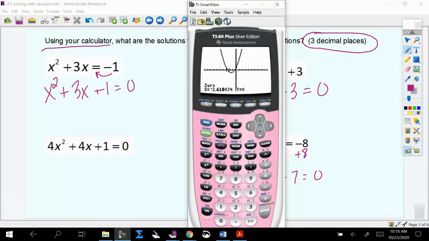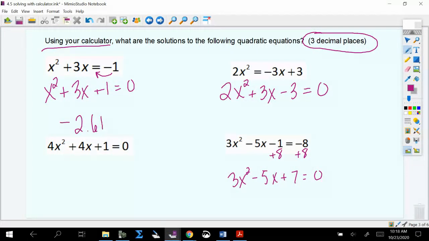And it's going to tell you two things. It's going to visually show you with that flashing cursor, and it's also going to list the solution. So your solution, 3 decimal places, would be negative 2.618. So we knew it was around negative 3. We just didn't know exactly where it was.